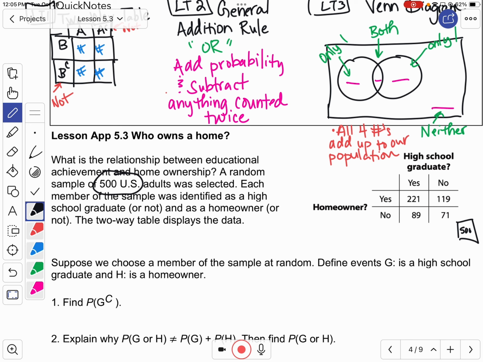The first thing it says is, suppose that we define our events. G, is the person a graduate? H, is the person a homeowner? And I want to find the probability of the complement of G. That means not G, so that they are not a high school graduate. That's what it's asking me. So high school graduates are on the top, yes and no.